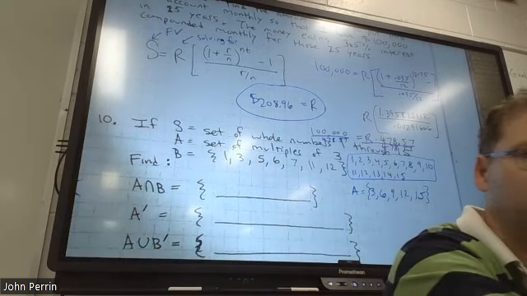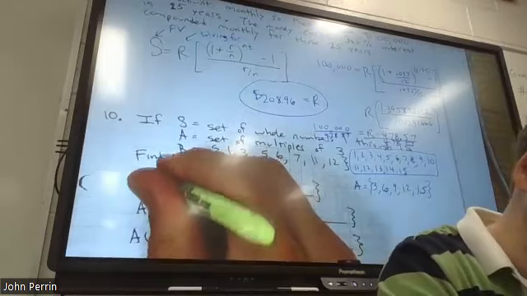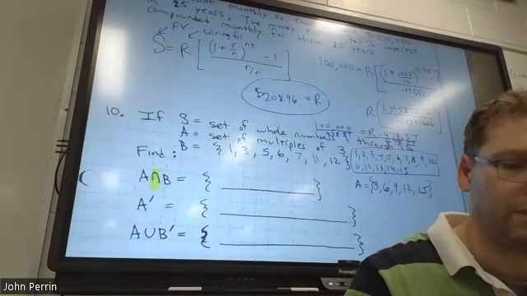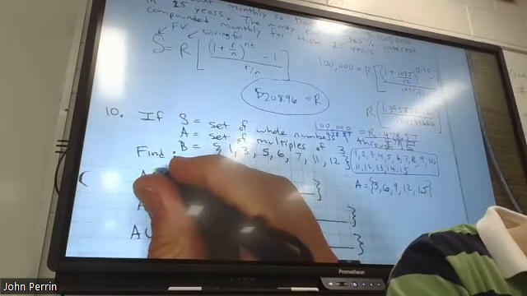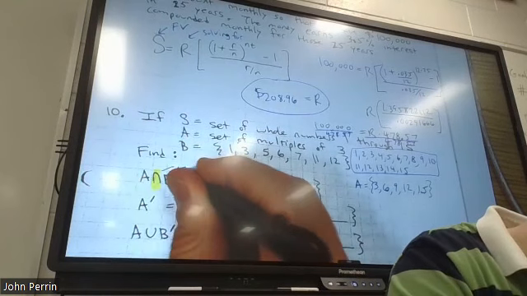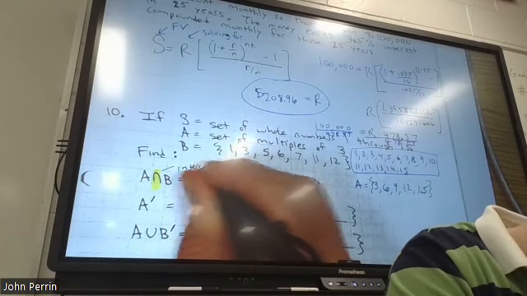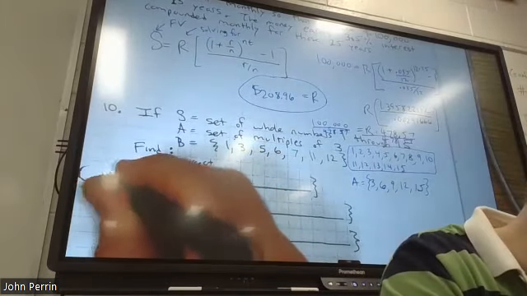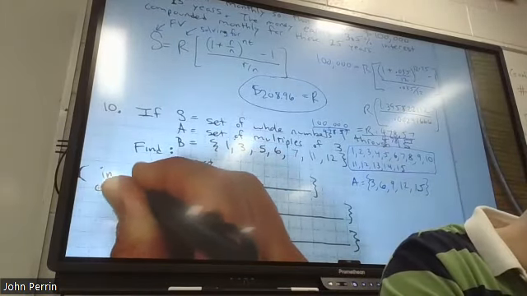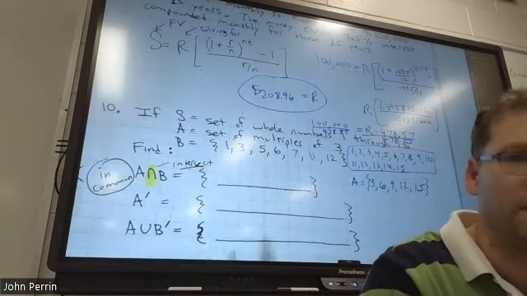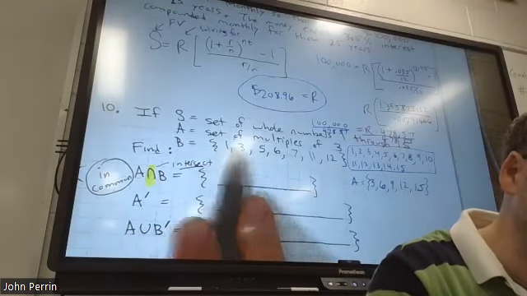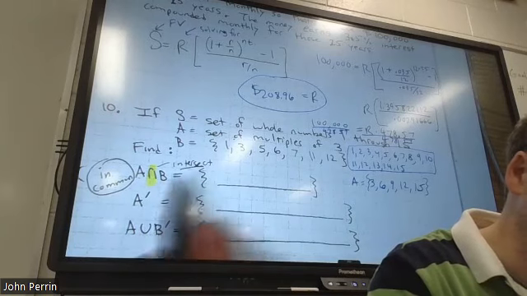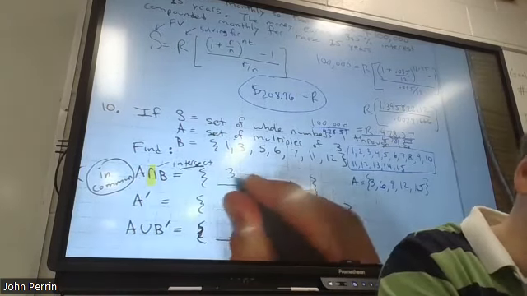Okay, let's talk about the symbols quickly. You'll need to remember for your final, this upside down U means intersect. What does intersect mean to do? Look for what they have in common. What do they both have in common? Does A, which has a 3, does B have a 3? It does, so that gets to be part of our answer.